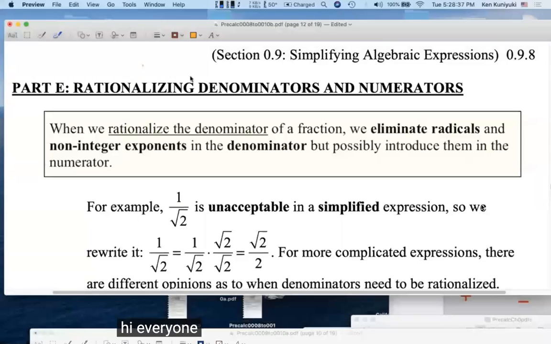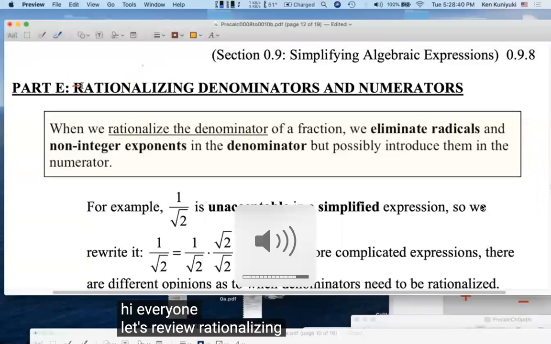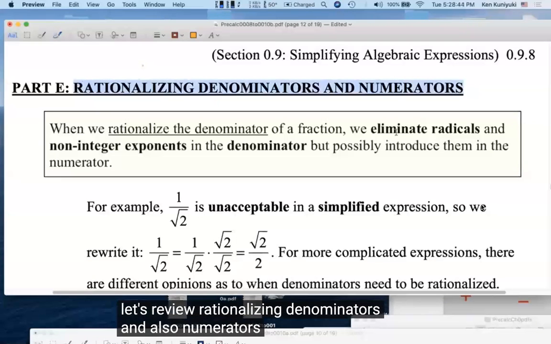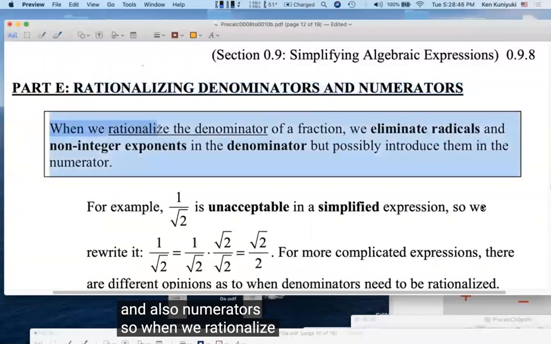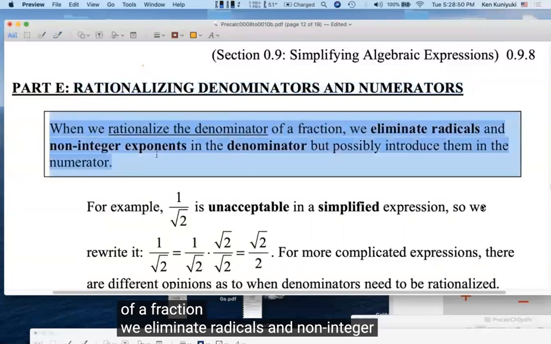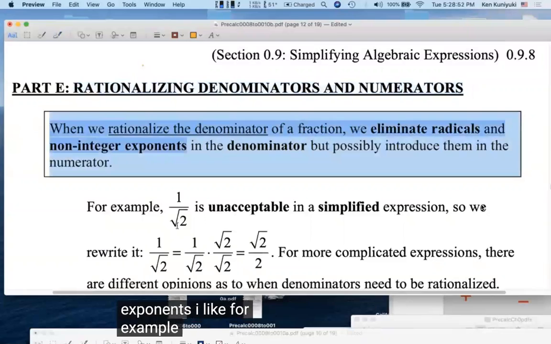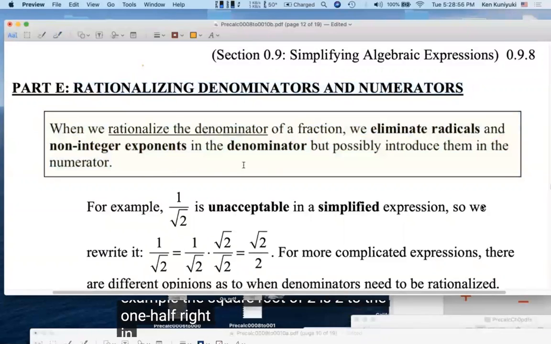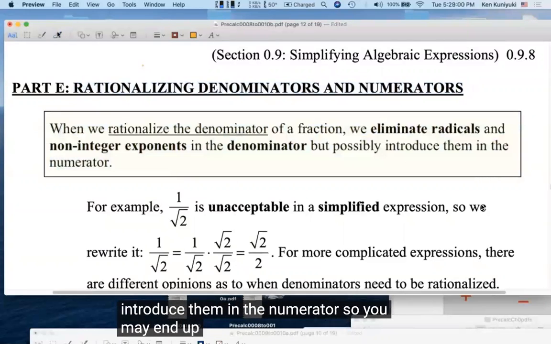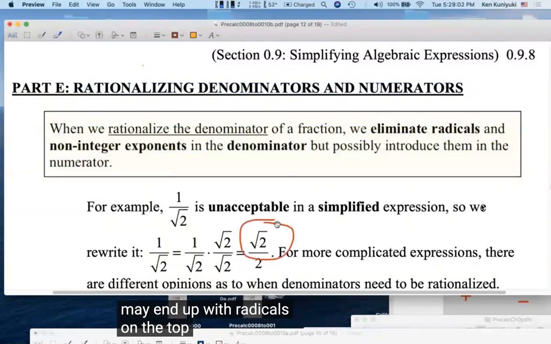Hi, everyone. Let's review rationalizing denominators and also numerators. So when we rationalize the denominator of our fraction, we eliminate radicals and non-integer exponents, like, for example, the square root of 2 is 2 to the 1/2, right? In the denominator, but possibly introduce them in the numerator. So you may end up with radicals on the top.